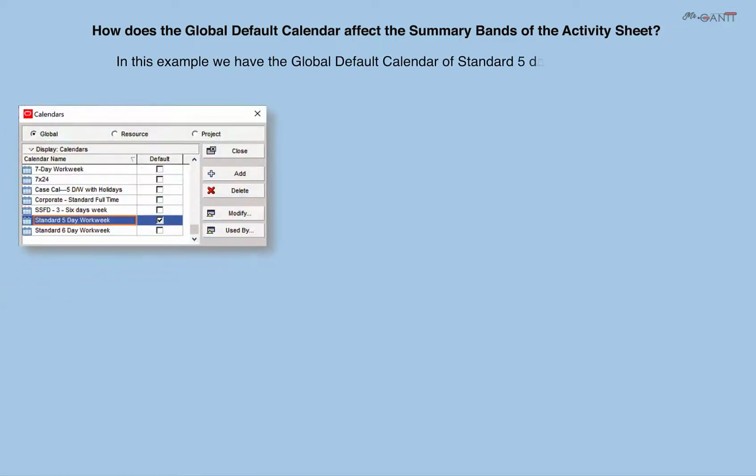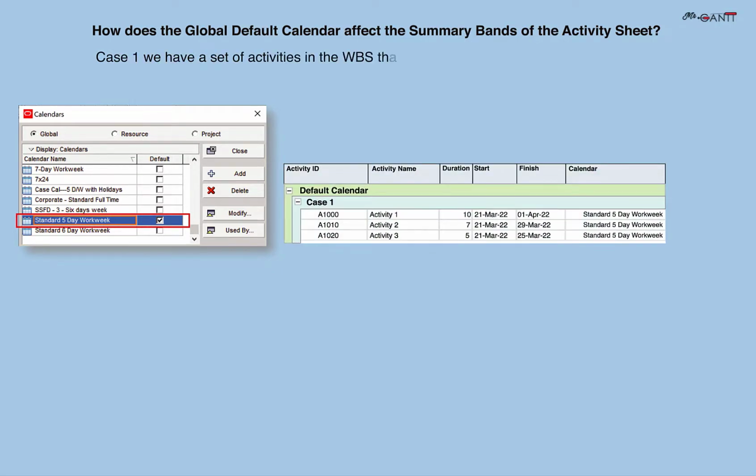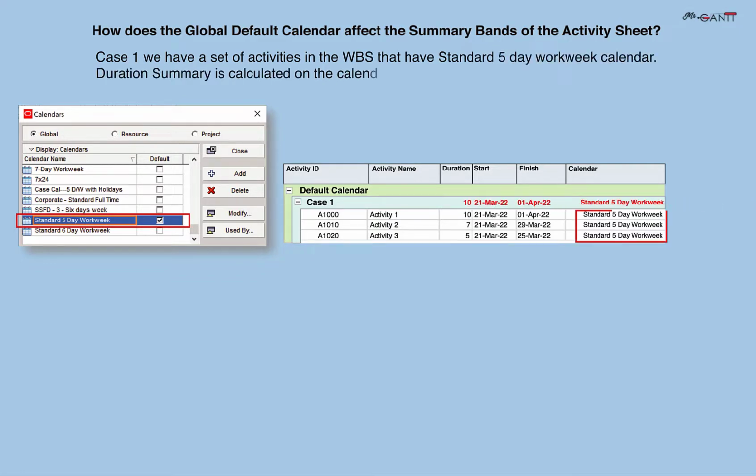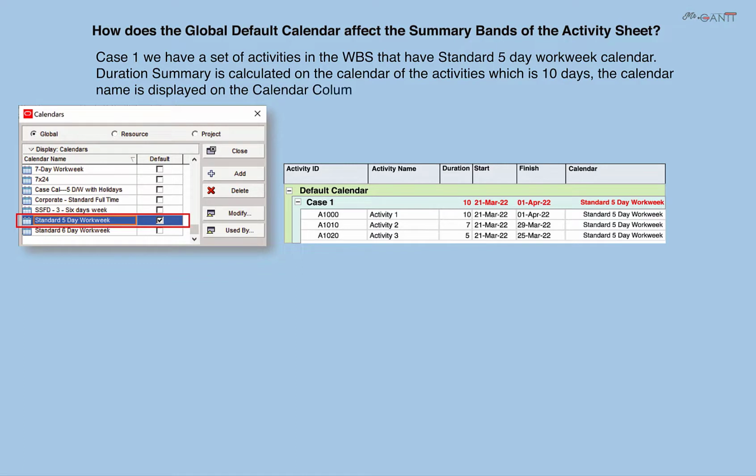How does the Global Default Calendar affect the summary bands of the activity sheet? In this example, we have a Global Default Calendar of Standard 5-day work week. Case 1: we have a set of activities in the WBS that have the Standard 5-day work week calendar, the same as the Global Default Calendar. Duration summary is calculated on the calendar of the activities, which is 10 days. The calendar name is displayed in the calendar column.